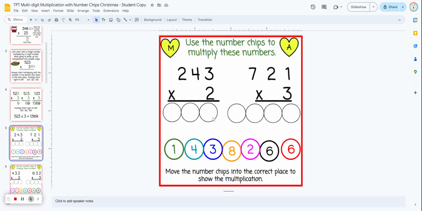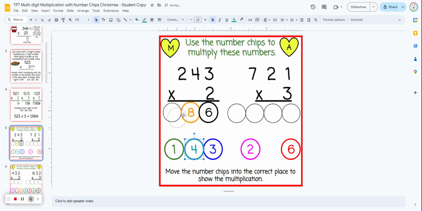So here they're going to start with, from right to left, 2 times 3. They're going to click and hold on the 6. And there's 2 6s, so it doesn't matter which one. Then 2 times 4 is 8. And 2 times 2 would be 4.